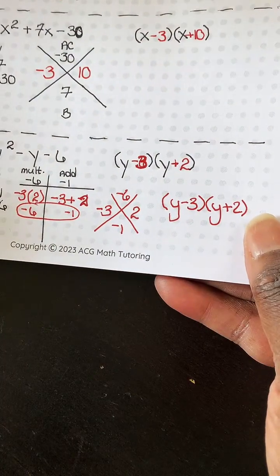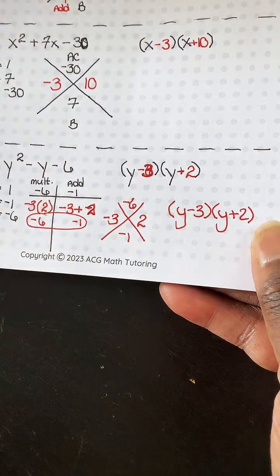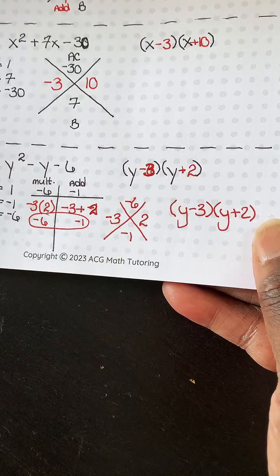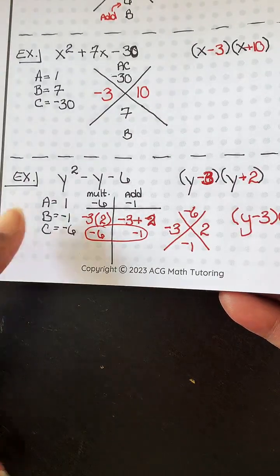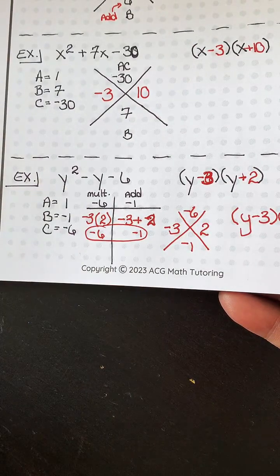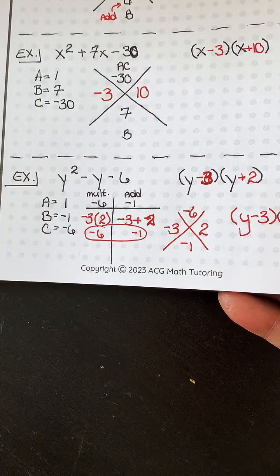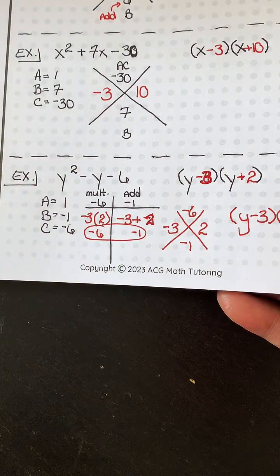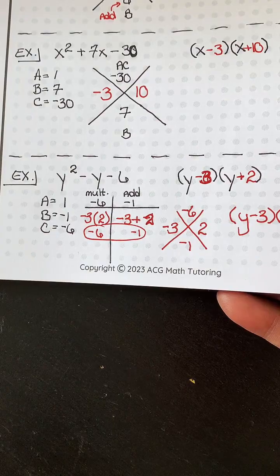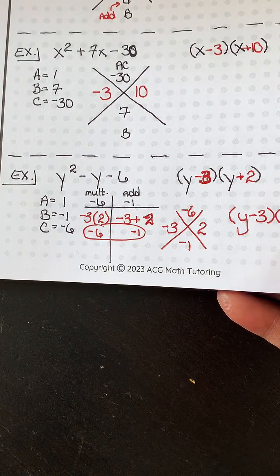Okay, we are going to do another one, but this time my A is not going to equal 1. It's going to be more than 1, and that's perfectly fine. But we're doing the same exact thing, so no freaking out. Yep, so if you said y plus 2 times y minus 3, that's fine.